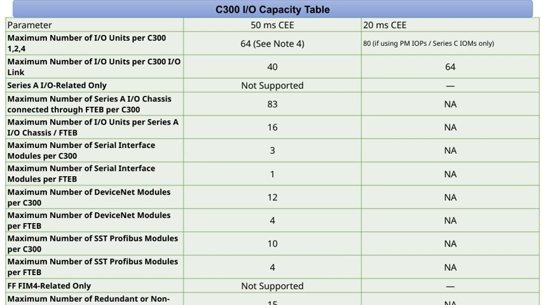Finally, for FF FIM4 related modules, these are not supported in the 20 ms setup. In the 50 ms system, you can have up to 15 redundant or non-redundant FIM4s per C300, and for FIM8s, the maximum is 8. For PGM2 related modules, again, not supported in the 20 ms cycle, but in the 50 ms setup, you could have up to 4 redundant or non-redundant PGM2 modules per C300. Overall, this table highlights how the system's capacity scales with the cycle time and shows the flexibility and limitations you need to consider when designing your control architecture.